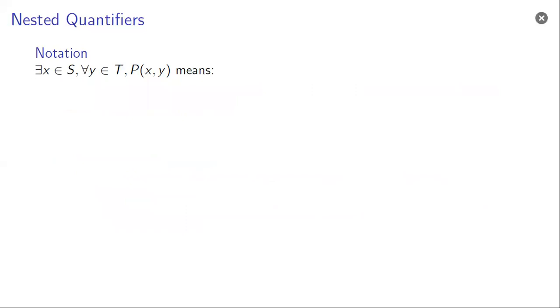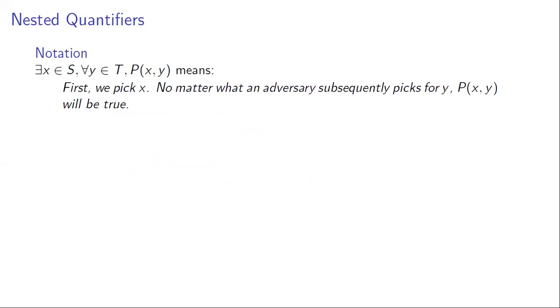Now how about when we have the quantifiers in the other order? There exists an x in S such that for all y in T, P of x comma y. What this means is, again, we're thinking in terms of the adversary. First we get to pick x. Then no matter what the adversary subsequently picks for y, P of x comma y will be true. So we go first. We have to be smart and clever in how we pick x. And the statement claims that no matter what value the adversary picks for y, P of x comma y will still be true.